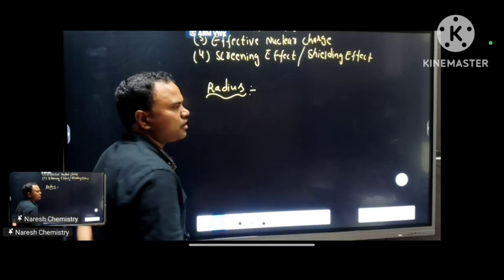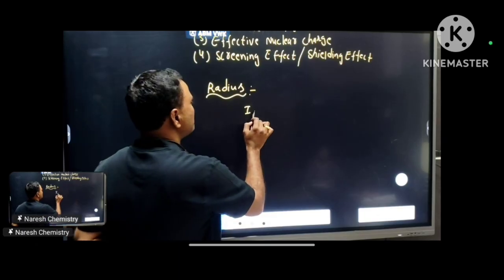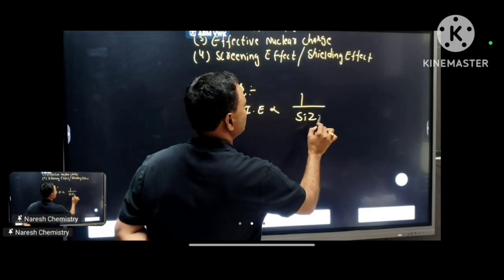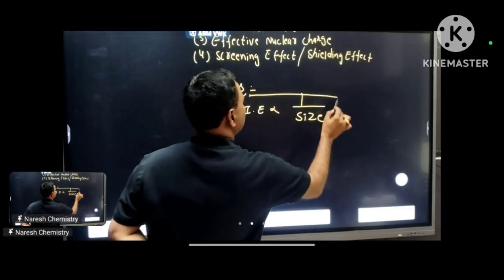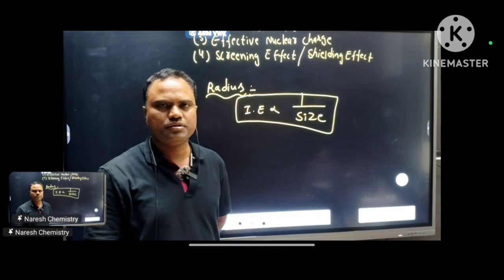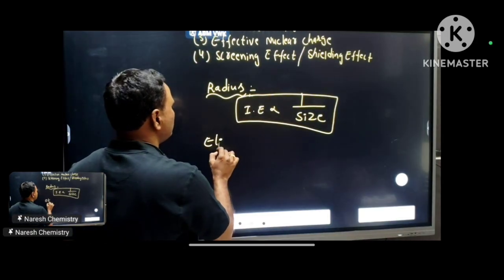If the size or radius of an element is more, its ionization energy is less. Ionization energy is inversely proportional to size. If the size of the atom is more, ionization energy is less. Okay, right.